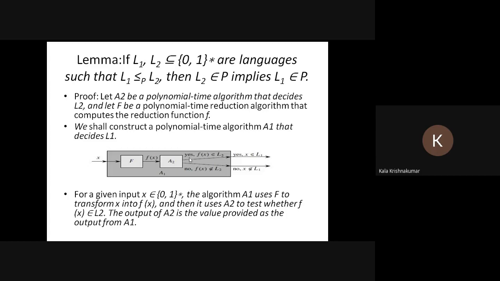So that is given, and anyway all these are decision problems. So you'll get either yes or no. Which means if f of x is an element of L2, then it will give yes. Otherwise, it will give no. Okay. If that is the case, then A2 will output yes or no. And what happens to this A1? A1 will return yes if x is an element of L1, and it returns no if x is not an element of L1. Okay.